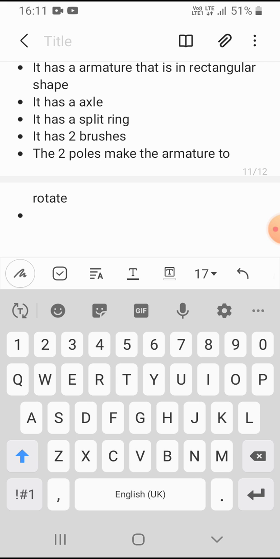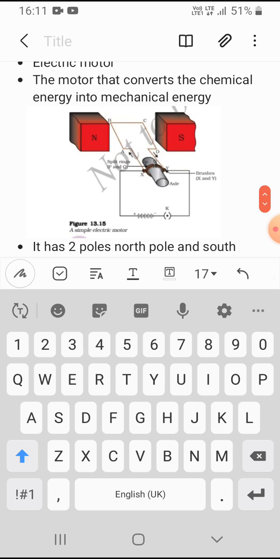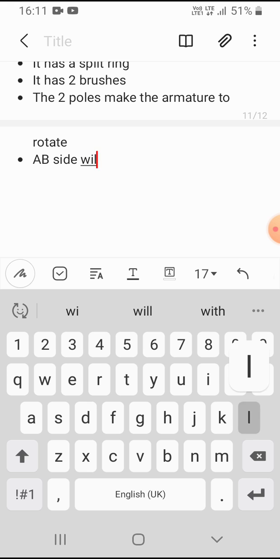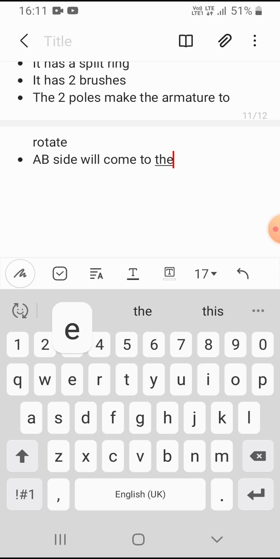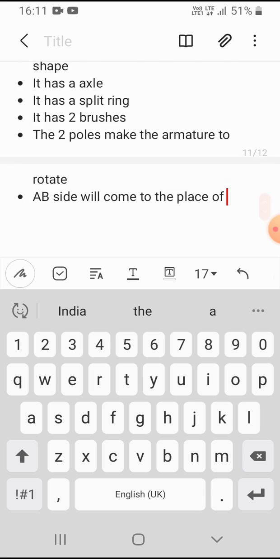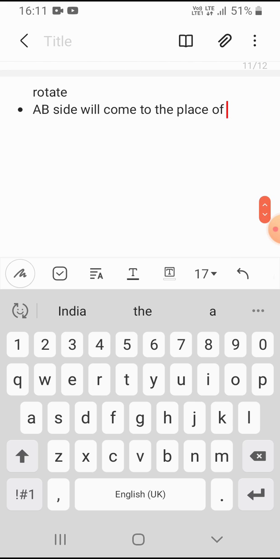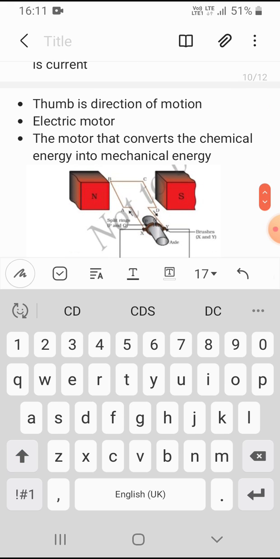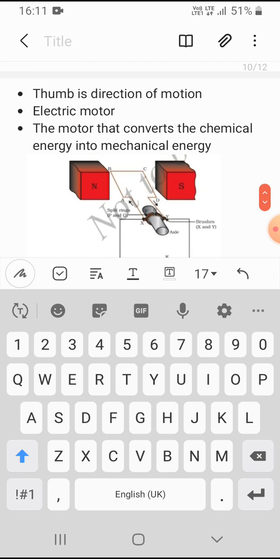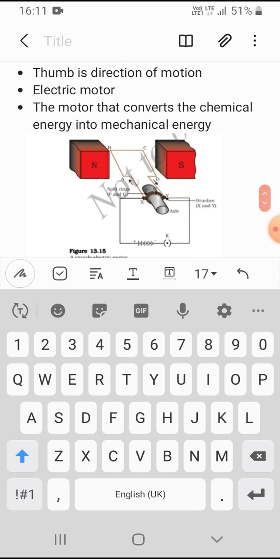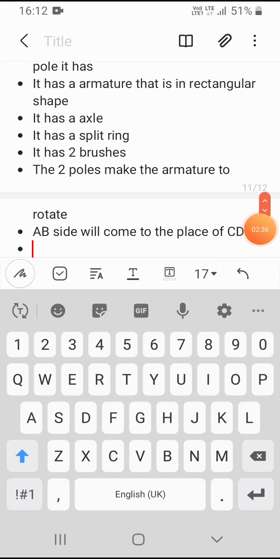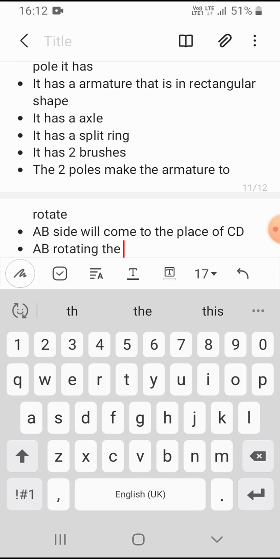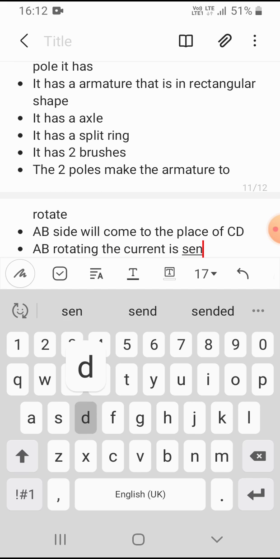The armature rotates. So this side you are seeing, the AB side, will come to the place of CD, and the CD will come to the place of AB. Like that only it will rotate, and by the force of AB rotating, the current is produced. The current is sent to X.